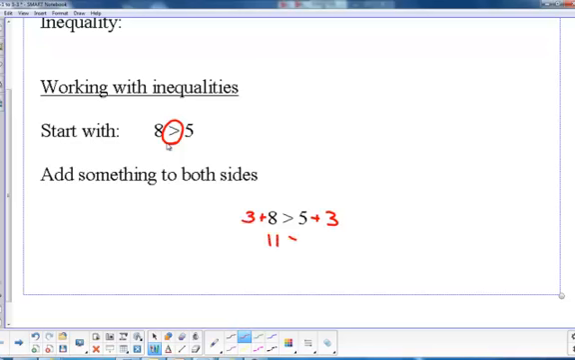So 11 is still bigger than 8. You can add again to each side. 13 is still bigger than 10.